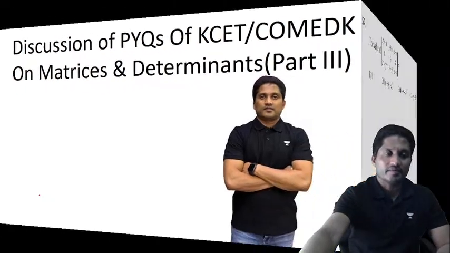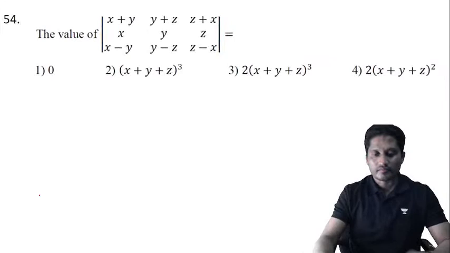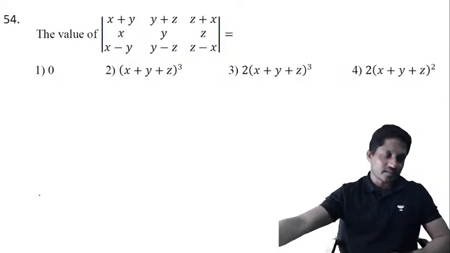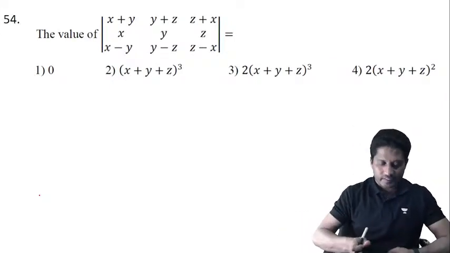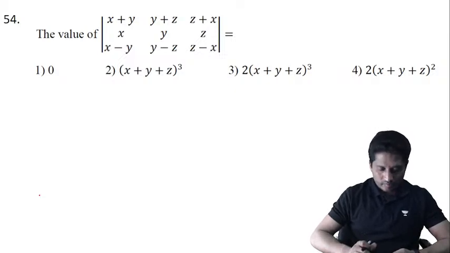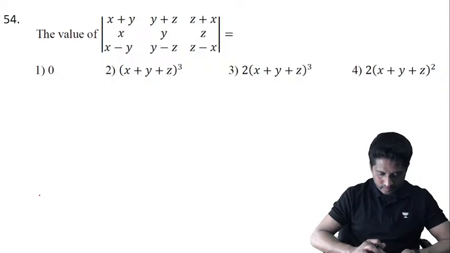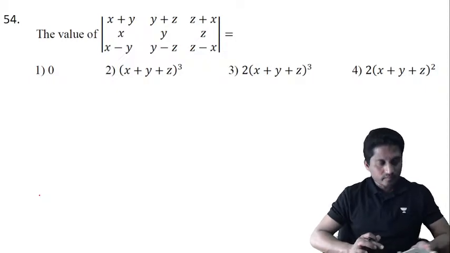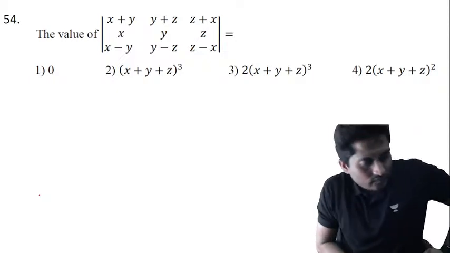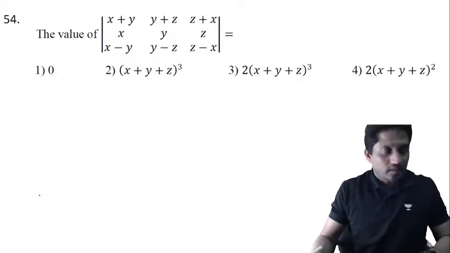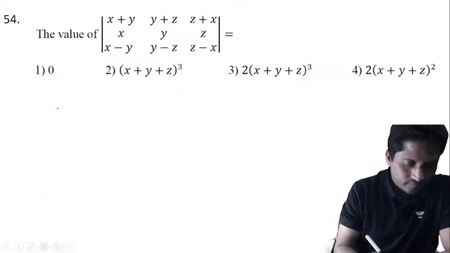Right, let's start, guys. Question number 54. See, if it is true for x, then it will be true for obviously any value of x, right? So I need not do the problem. If it is true for x, then it's obviously true for any value of x. I'm going to substitute x as 0.